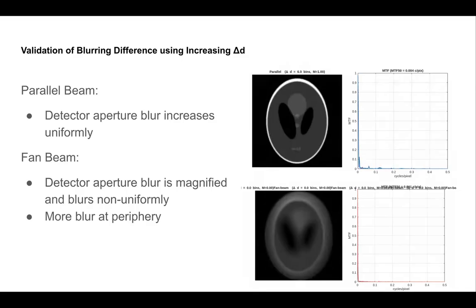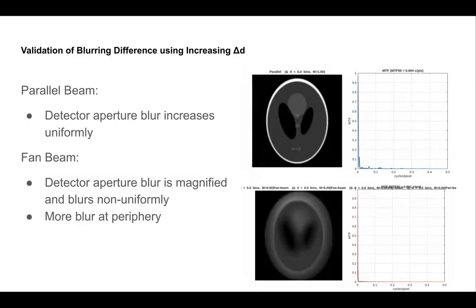We next tested the effect of increasing detector element width delta D. In MATLAB, we used a Shepp-Logan phantom. We saw that in parallel reconstructions, the blur increased uniformly across the image. In fan beam reconstructions, however, blur increased much faster at the edges. The MTF plot makes this clear.